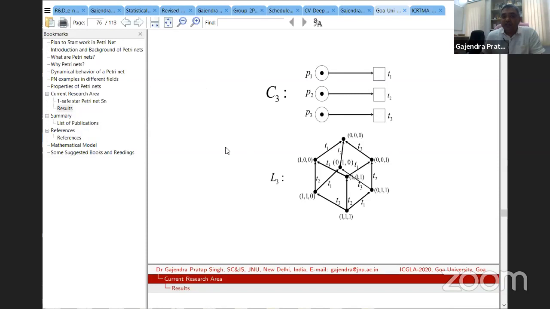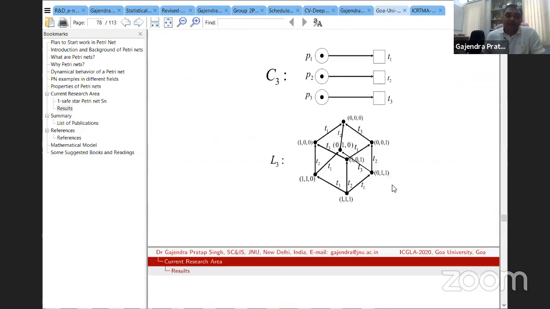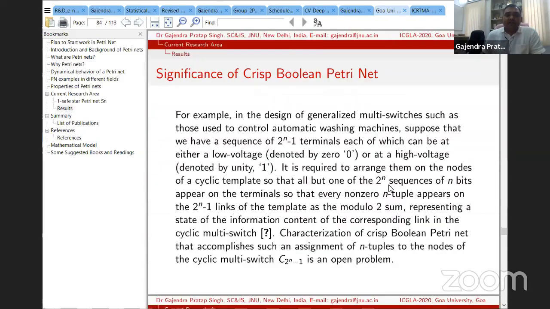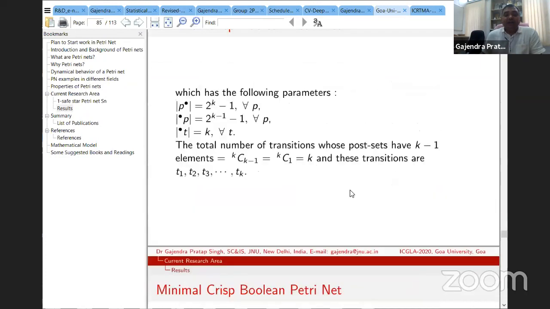I have not shown it here; somehow it is missed. But if we take the homomorphic image of that reachable tree, which is not shown here, then under some definition that will form the n-dimensional complete Boolean lattice. That is also published in a paper in IEEE. After that we found some other Petri net, minimal.